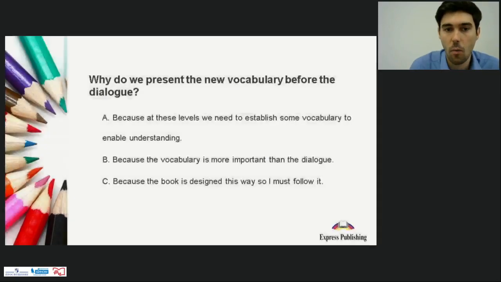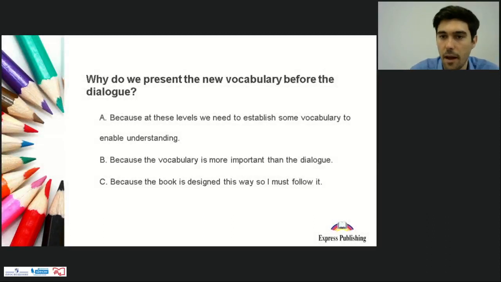Next question. Why do we present the new vocabulary before the dialogue? So in many of our Express Publishing books, we have dialogues, we have stories that follow the main lesson. But before this, we always introduce our vocabulary first. Why is this exactly? Is it because at these levels we need to establish some vocabulary to enable understanding? Is it because the vocabulary is more important than the dialogue? Or is it because the book is designed this way, so I must follow it?